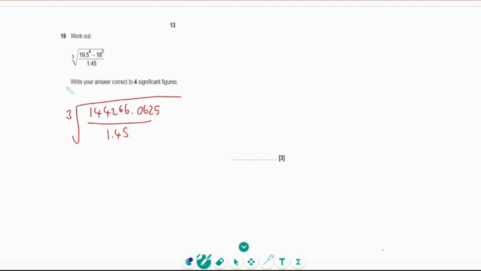I get 46.337 to 4 significant figures. First 4 numbers, 46.34.